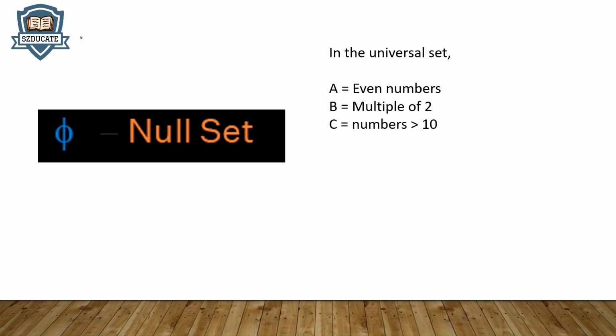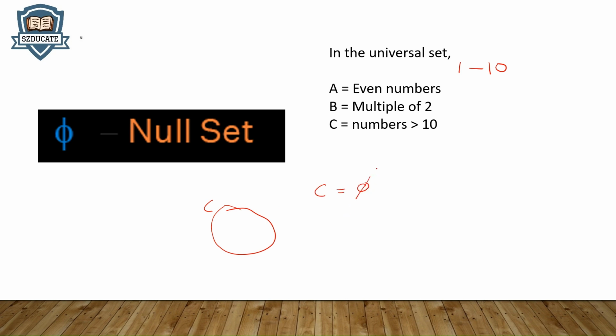Next, null set. A null set means a set that is empty. There is no element inside at all. So for example, in the universal set that we defined earlier, 1 to 10, A is even numbers, B is multiples of 2, C is numbers more than 10. Now look here. If the universal set is only from 1 to 10, how can there be any number inside that's more than 10? So obviously C will have nothing inside. So we say C is a null set.